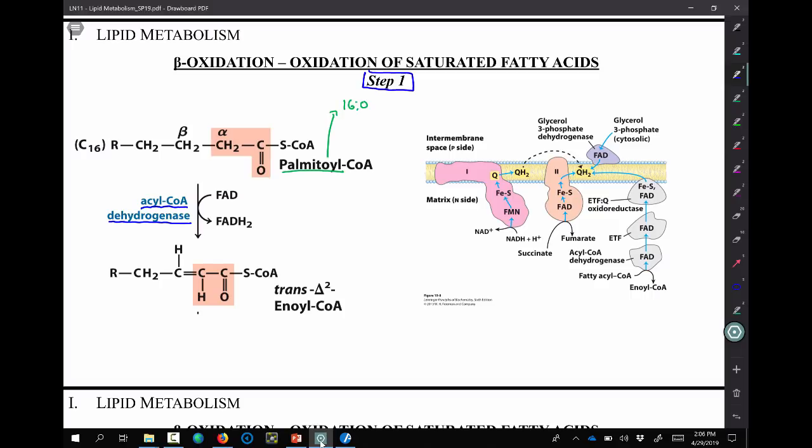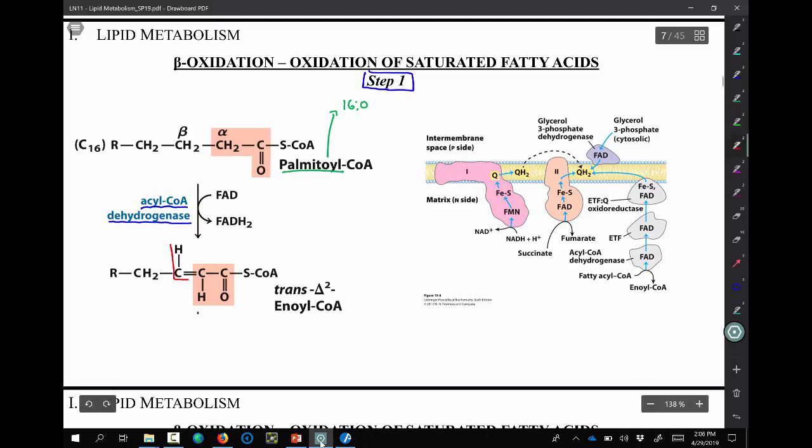There are actually several different isoforms in a cell depending on the length of the fatty acid chain. If it's real long, then there's one acyl-CoA dehydrogenase that will work with that. As they get shorter and shorter, there'll be different acyl dehydrogenases that carry out the same reaction, but they have different specificities for the length of the carbon chain. But in any case, acyl-CoA dehydrogenase is simply going to do this.